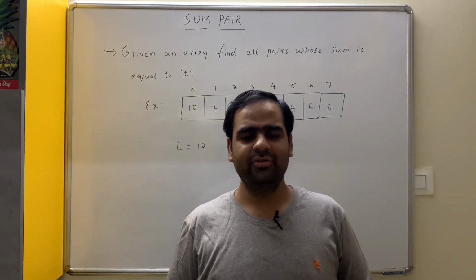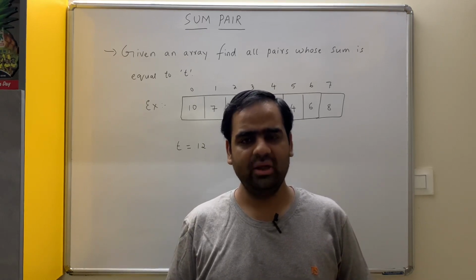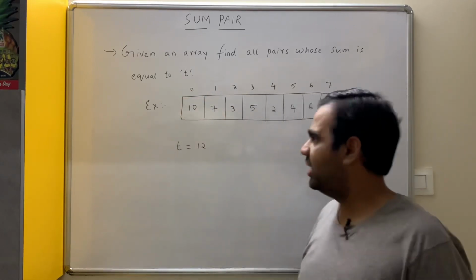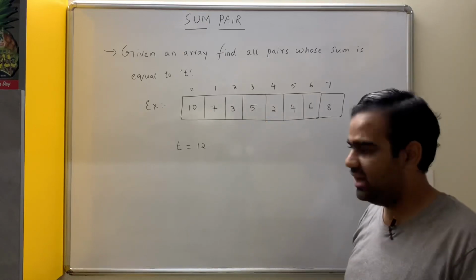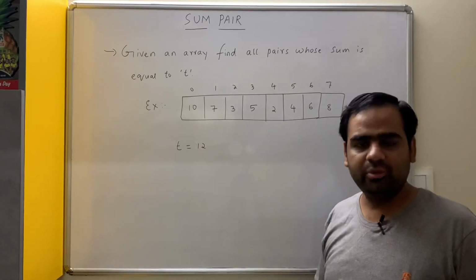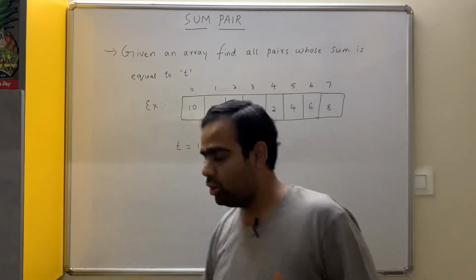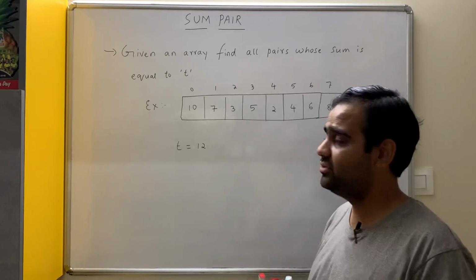In this video we will see the program to find all the pairs in a given array whose sum is equal to t. Say, for example, if this is the array given: 10, 7, 3, 5, 2, 4, 6 and 8, and the value of t is given to be 12, we need to find all the pairs which will form a sum equal to 12, because the value of t is 12.